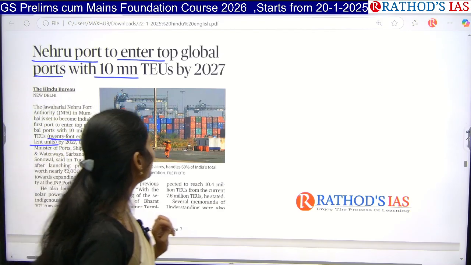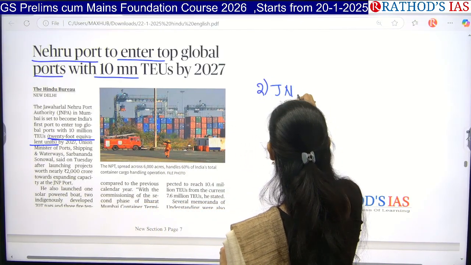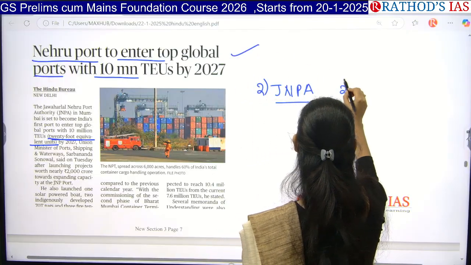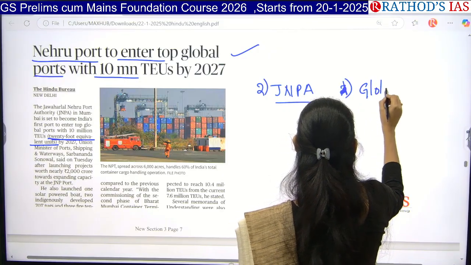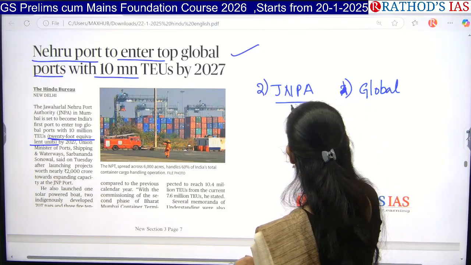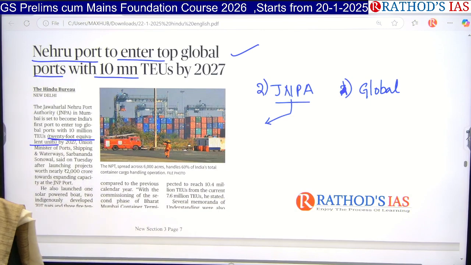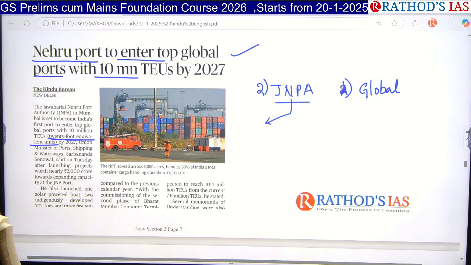This article is talking about two important things. The first one is the Jawaharlal Nehru Port Authority, that is JNPA, and the next one is global ports. So global ports is one keyword and the next one is JNPA. We will be studying about different ports of our country in geography. Whenever you study the transportation system, you will see the important ports on the western coast and the important ports on the eastern coast. There you will be studying about these ports. We also have different types of ports, like entry ports.